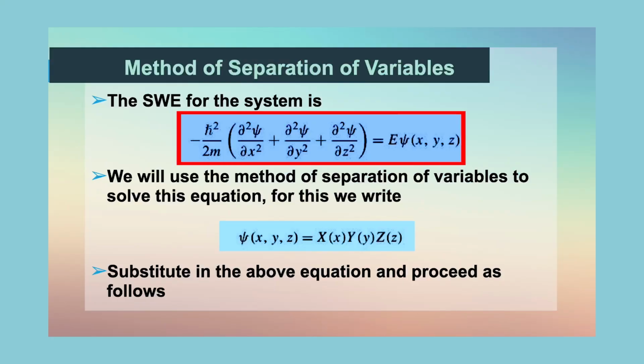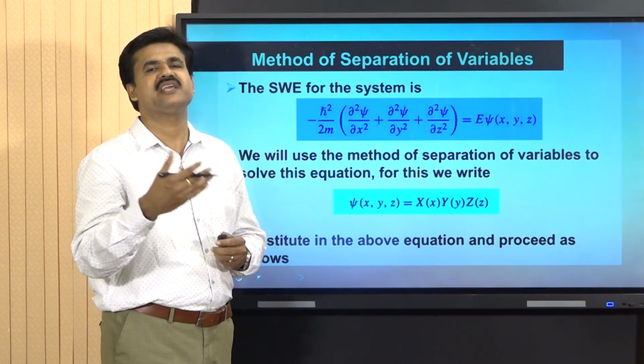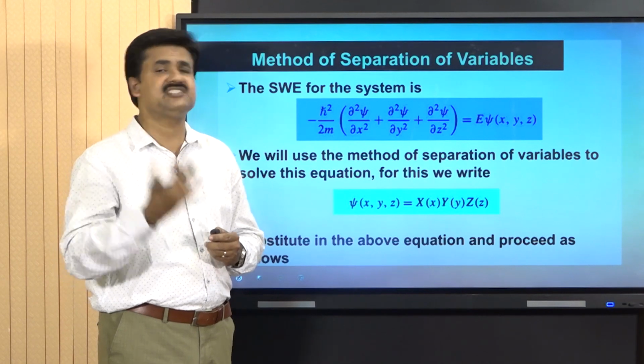Now, in order to solve the Schrodinger wave equation of the system, that is minus h cross square by 2m into dou square psi by dou x square plus dou square psi by dou y square plus dou square psi by dou z square equal to energy into psi of x, y, z, we have to first separate this Schrodinger wave equation into three equations in each variable.